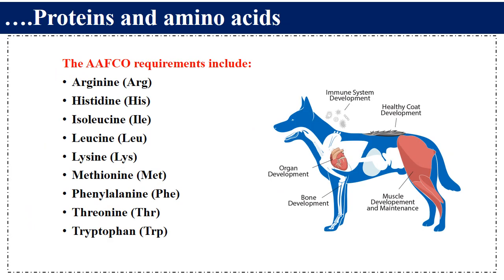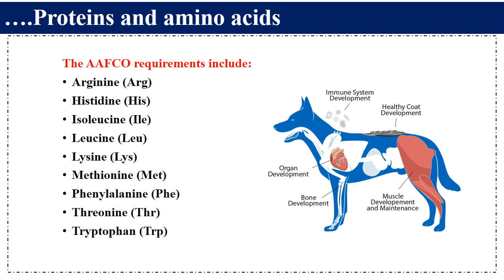Here is the list of amino acids recommended by UPSC for dogs. Actually, they need 9 amino acids as essential. It is the same as for humans, whereas for other animals it is 11. That is 2 extra, valine and glycine.